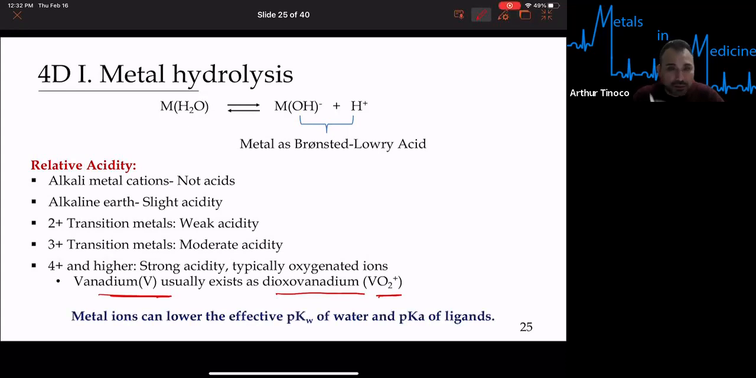So very important as part of this is that certain metals, when they interact with water or with ligands, have this property of being able to effectively lower the pKw of water, or they can effectively lower the pKa of ligands. In other words, they can induce the dissociation of protons from water or from ligands at lower pH values than expected because of this capability.